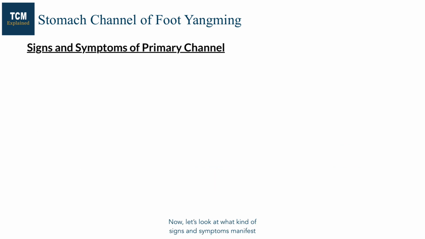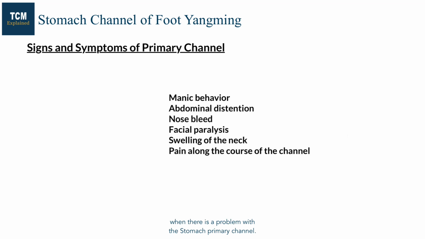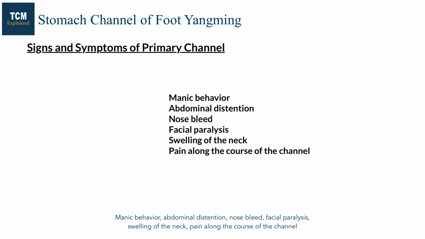Now let's look at what kind of signs and symptoms manifest when there is a problem with the stomach primary channel. Manic behavior, abdominal distension, nosebleed, facial paralysis, swelling of the neck, pain along the course of the channel.